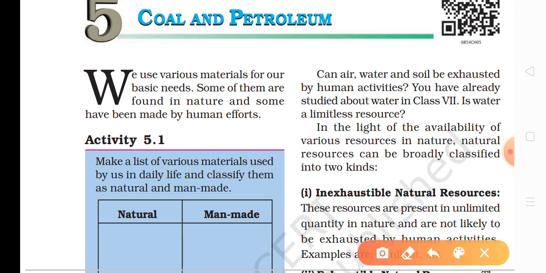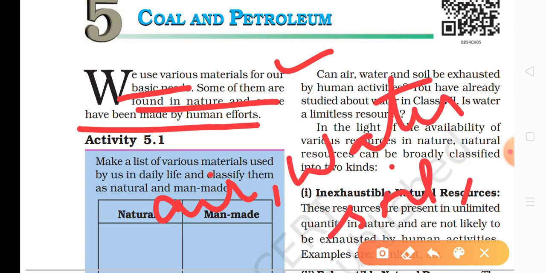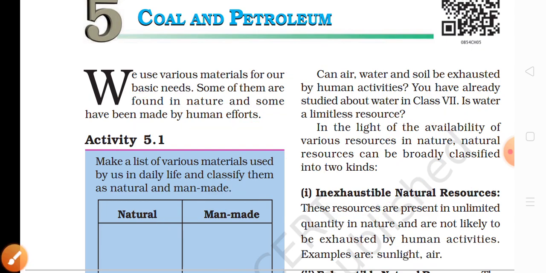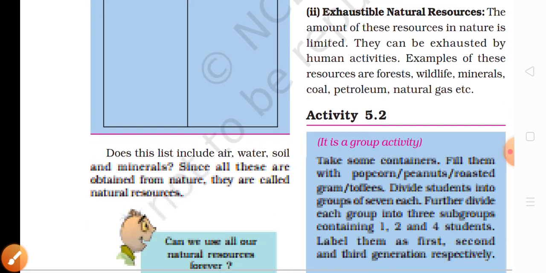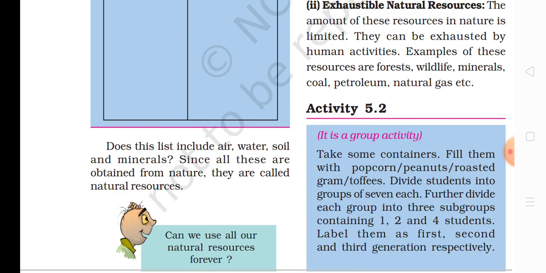We use various materials for our basic needs. Some of them are found in nature and some have been made by human efforts. Now students, in our daily life we use air, we use water, right? Then we use soil, forest, trees. From where do we get these things? We get these things from nature. So that's why they are termed as natural resources. Air, water, soil and minerals are obtained from nature. They are called natural resources.